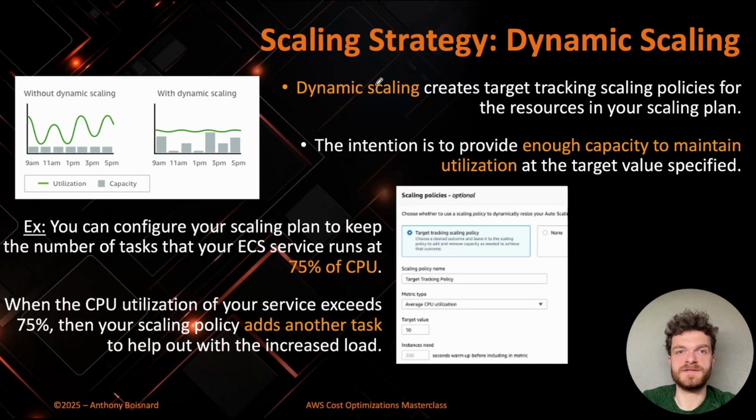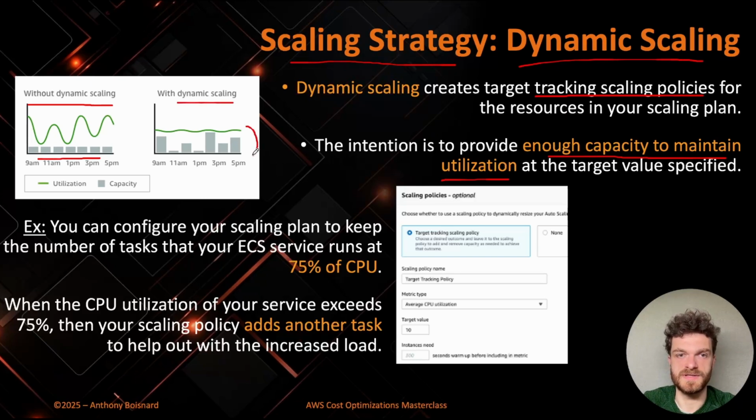You have two different types of scaling strategies. So the first one is dynamic scaling, which creates target tracking scaling policies for the resources in your scaling plan. And here the intention is to provide enough capacity to maintain utilization at the target value specified. So you can see that without dynamic scaling here, the utilization is moving and the capacity is always the same. And with dynamic scaling, you can see that it's the opposite here.